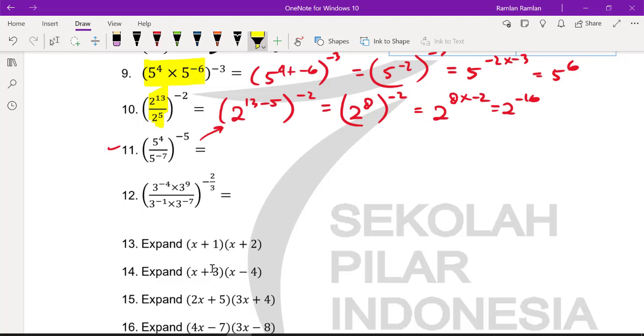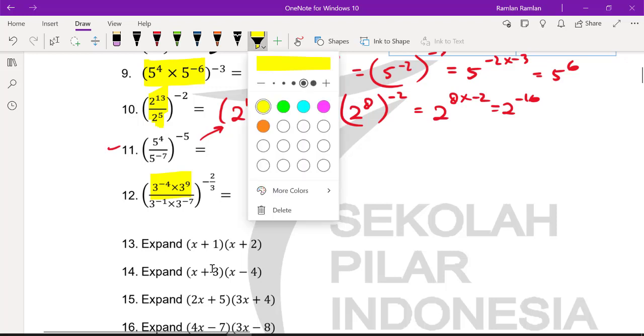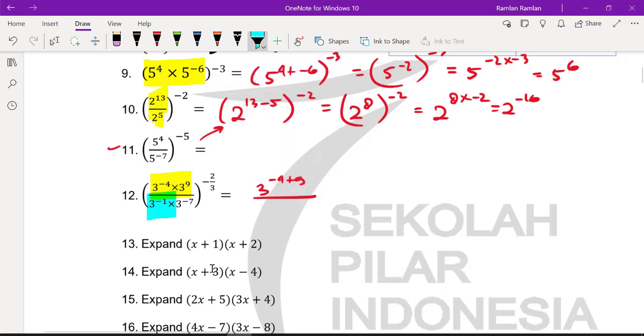So I'm going to simplify the numerator first, right? So that will be 3 to the power of negative 4 plus 9, because that's a multiplication. And then I'm also going to simplify the denominator by doing the same exact thing. So this one here will be 3 to the power of negative 1 plus negative 7, right? Okay, so notice that I'm doing it one by one. And then that to the power of negative 2 over 3 is still there.